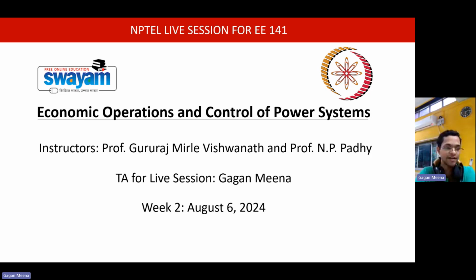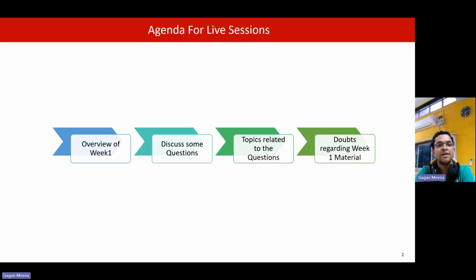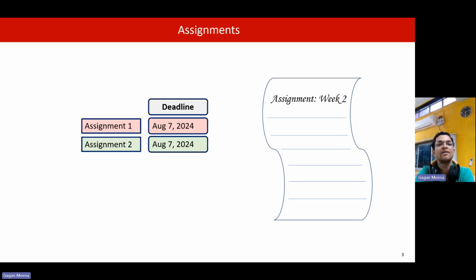We'll be only studying a simple form of that tool, but in reality, in practice, sophisticated versions of that tool are considered. Let us begin. This will be the agenda which we have been following since the last live session as well. We will go through the overview of week 2 material, then discuss some questions.